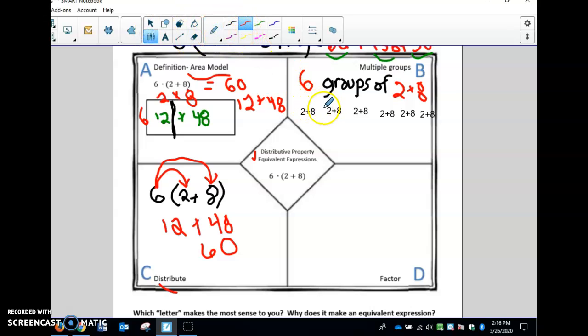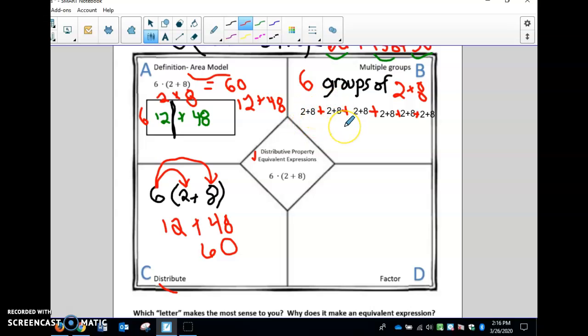Let me get a pointer here. Oh, here, 2 plus 8 plus 2 plus 8 plus 2 plus 8 plus 2, and I would need to do that 6 times. That expression, if I was to add up all of those things, would also be equivalent. Notice, different than 12 plus 48 and different than 60, I've got an expression that's much, much longer, but still equivalent. And in fact, if you add 2 plus 8 plus 2 plus 8 plus 2 plus 8 plus 2 plus 8 plus 2 plus 8 plus 2 plus 8, you should get 60, and that's because of that idea that these are actually equal groups of 2 plus 8.